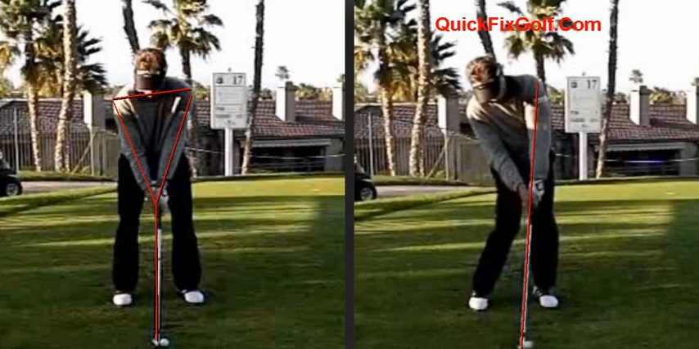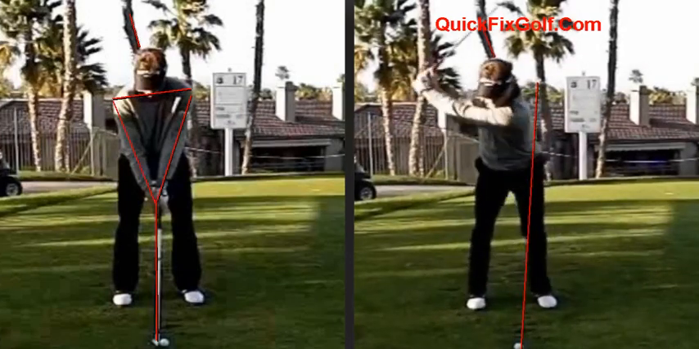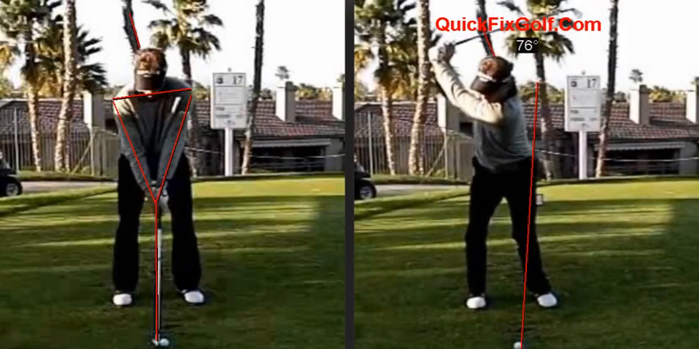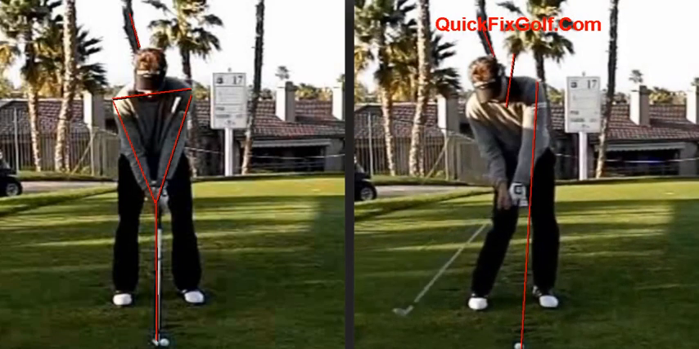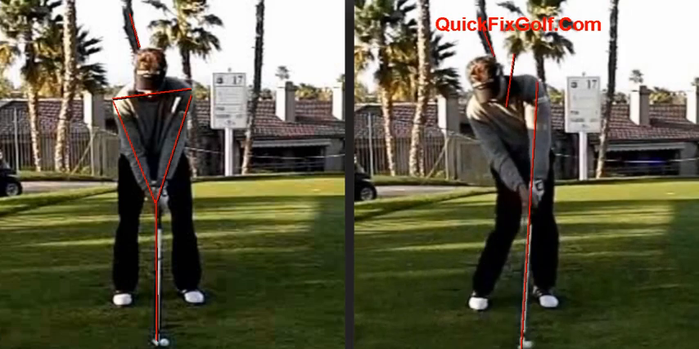Look at this tree right here. Look at this tree. Here's that same tree. His head backed up quite a bit. Watch. We get to the top of the backswing. I'll draw a line right here. And he backed up. Why? Because he had to. Because he started out on top of the golf ball.